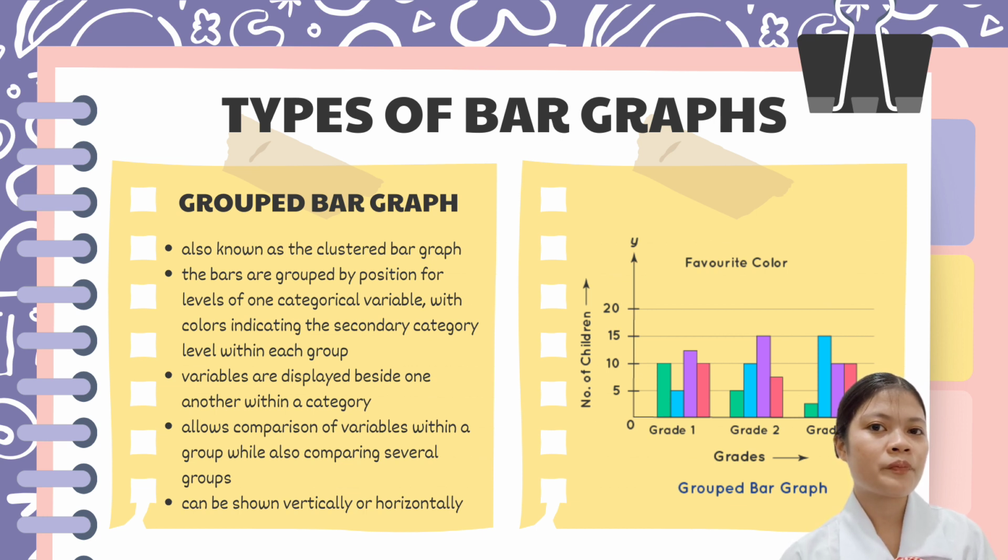This type of bar graph allows for comparison of variables within each group while also comparing several groups. Like for example, blue is the least favorite color among grade 1 students, while it is also the most favorite color among grade 3 students. This bar graph can be shown both horizontally or vertically.